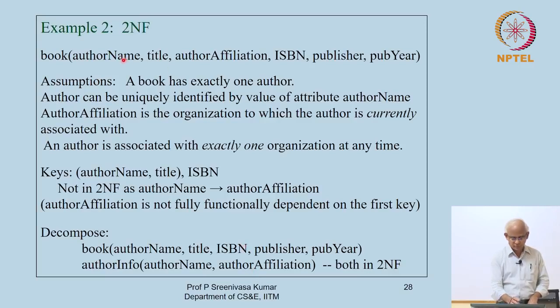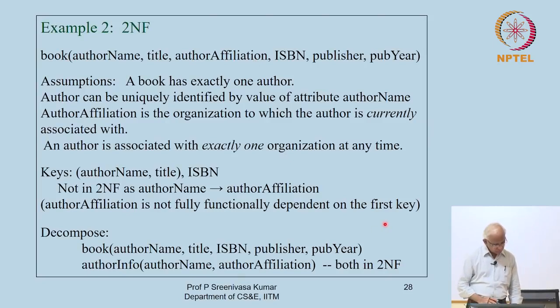So, if a relation scheme violates a normal form, usually there will be redundancy. In this case there is redundancy because that author affiliation is stored multiple times. If a particular person writes some 10 books, then his affiliation will be stored 10 times, something like that. Okay. So, let us move on.